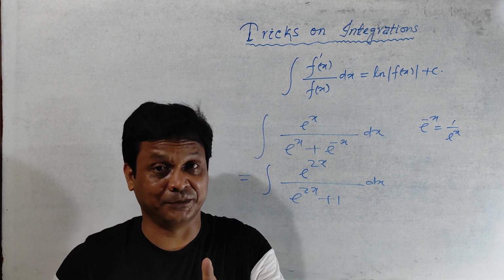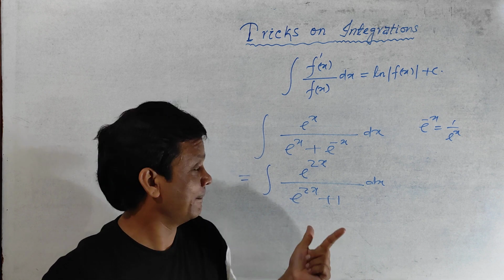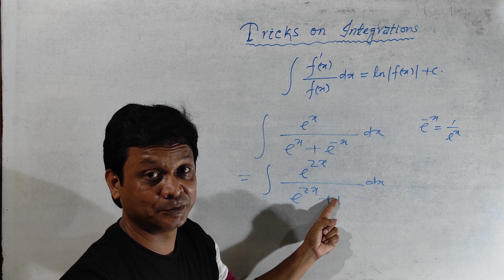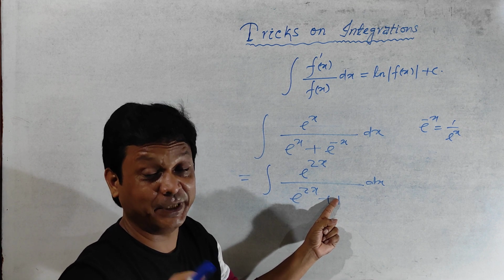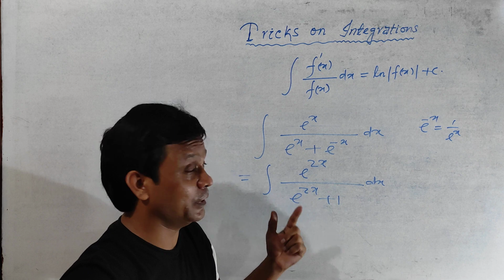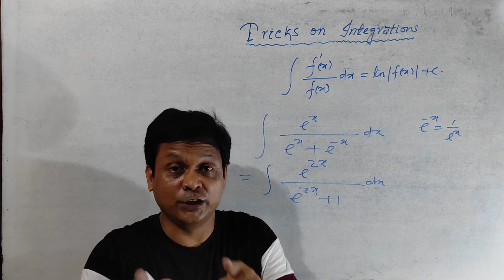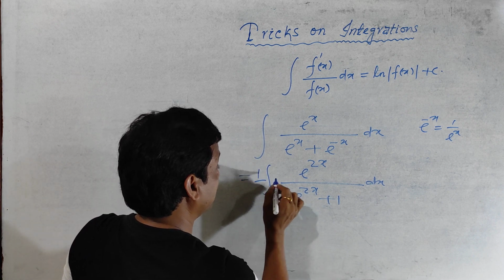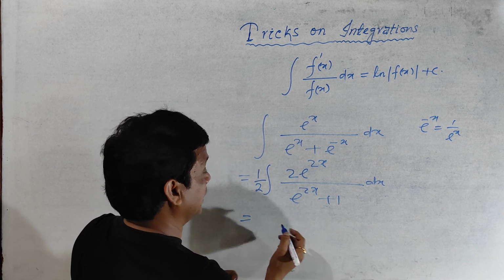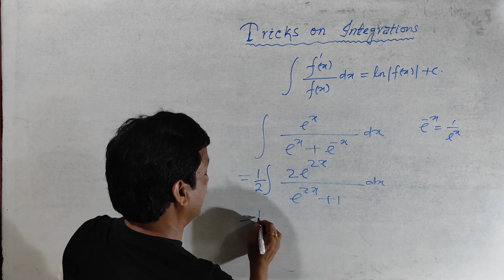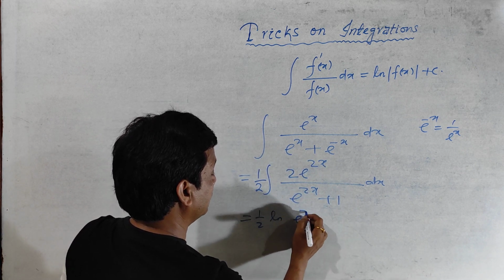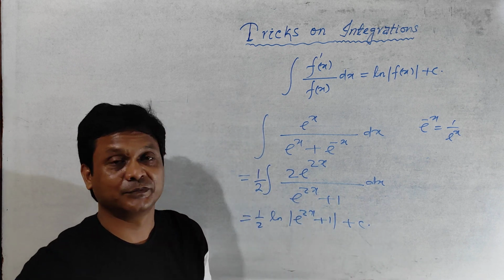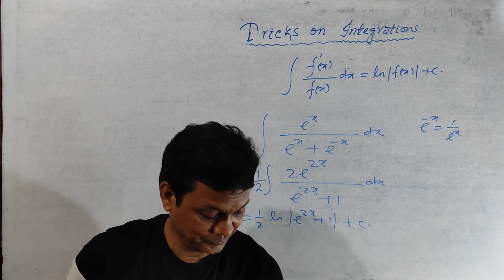You should do it directly also. Clear? Now what is the derivative of the denominator? The derivative of 1 is 0. And the derivative of e to the 2x is e to the 2x into the derivative of 2x, which is 2. So you should multiply by 2 and divide by 2. Now the derivative of the denominator is in the numerator. So 1 by 2 ln of e to the 2x plus 1, plus c. Clear? See here.